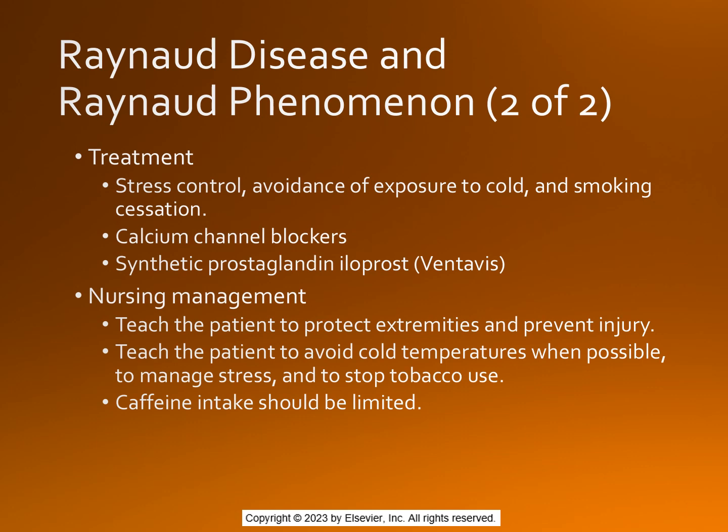The major nursing intervention for Raynaud disease is teaching the patient to protect their extremities and prevent any injury. The patient should be taught to dress warmly when in cold environments. Hat, gloves, and warm socks should be worn. Teach the patient to avoid cold temperatures when possible, to manage stress, and to stop tobacco use. Caffeine intake should also be limited.